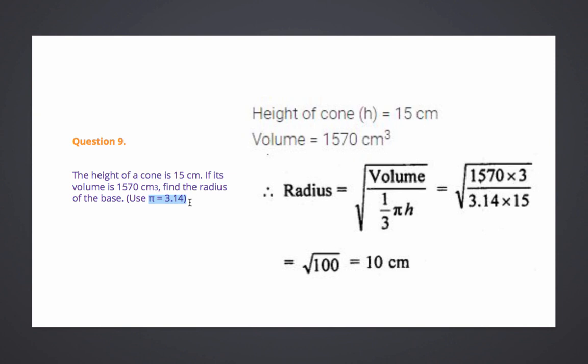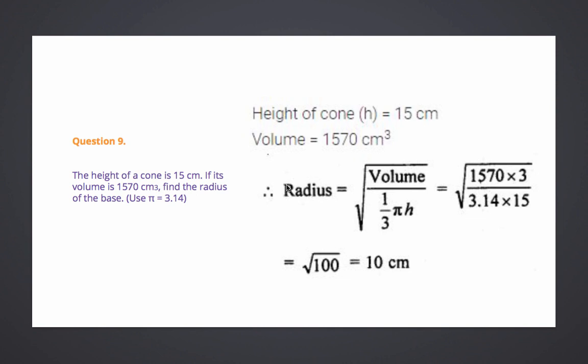Remember, when the value of pi is given, we cannot write any other value. We have to use only that particular value. You cannot use here in this particular question pi as 22 upon 7, even though they mean the same. But when the question is giving you the value in decimals, that means you have to use the same. So, volume is 1 by 3 pi r square h.